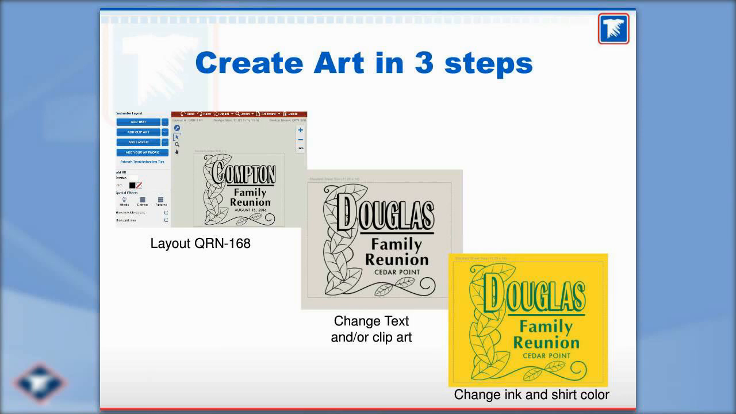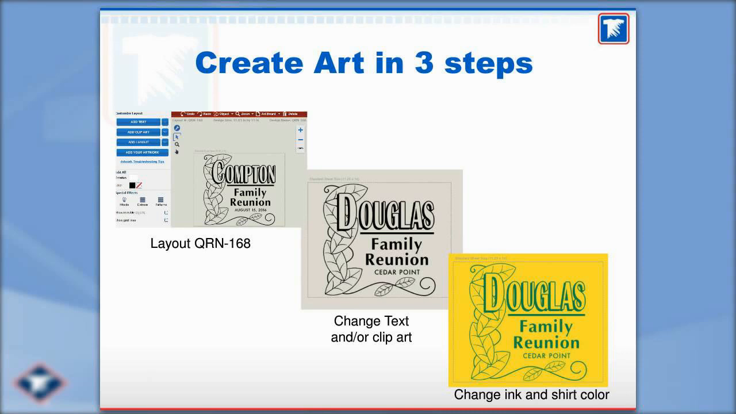So basically, it allows you to create art in three simple steps. You can either start with a layout, a very simple one. This is layout QRN 168. It's the Compton Family Reunion. It's got a little bit of clip art in the back. It's got some text. And then you are able to manipulate different elements of that. You don't have to keep it the same. You can see on the second picture down there, Compton has changed to Douglas, and the location has changed to Cedar Point. I don't know how many of you out there have been to Cedar Point, but definitely one of my favorite vacation locations.